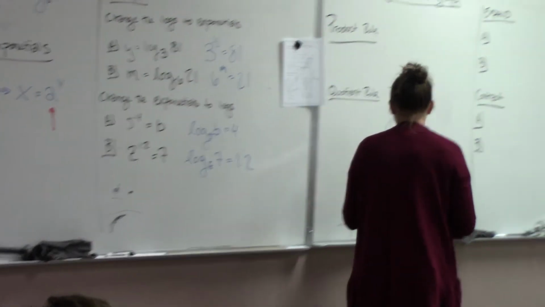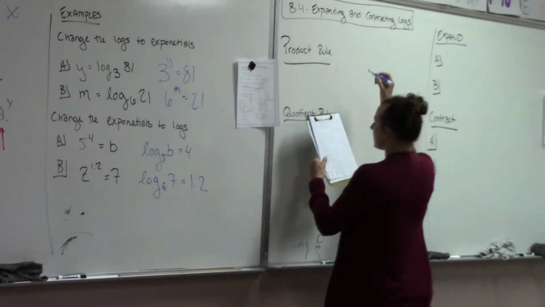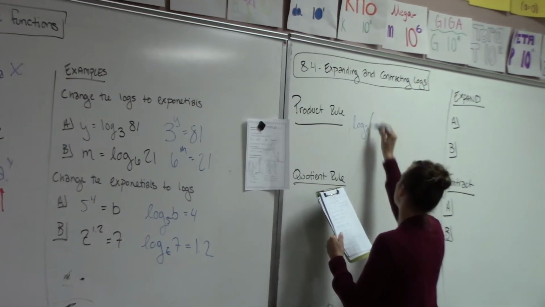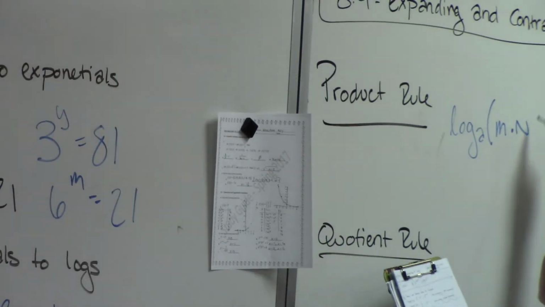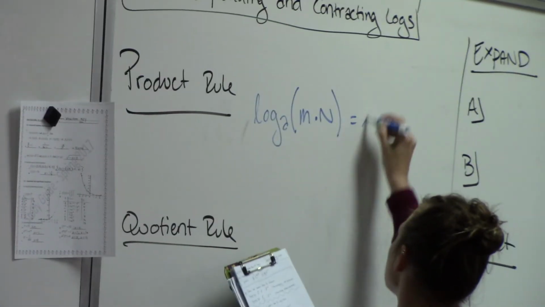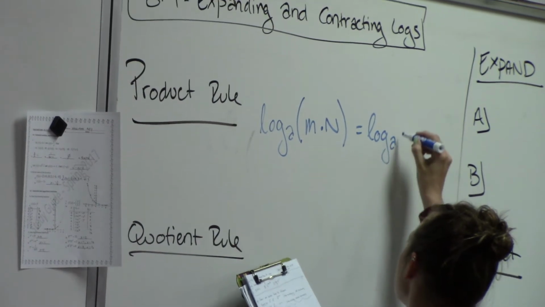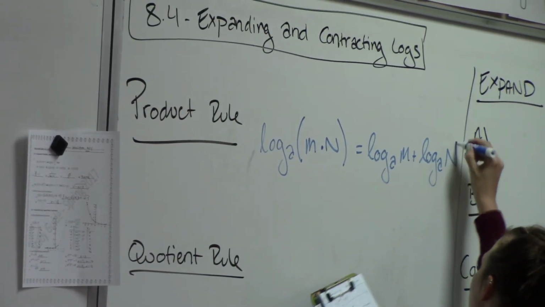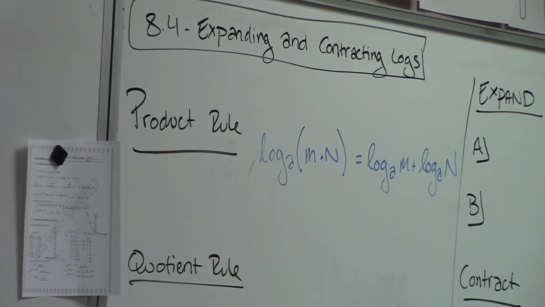So let's take a look. If we have the product rule, log base A of m times n, we can split it into two different logs. Log base A of m plus log base A of n. Look, I made it fit. Good job, me.